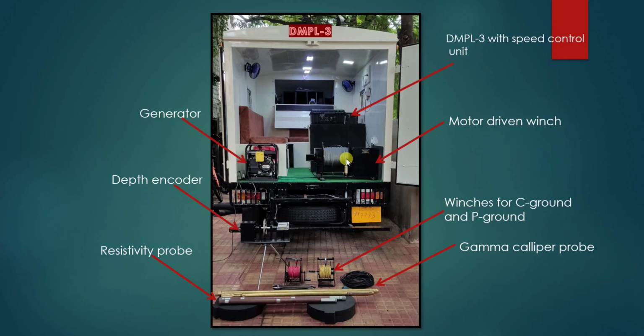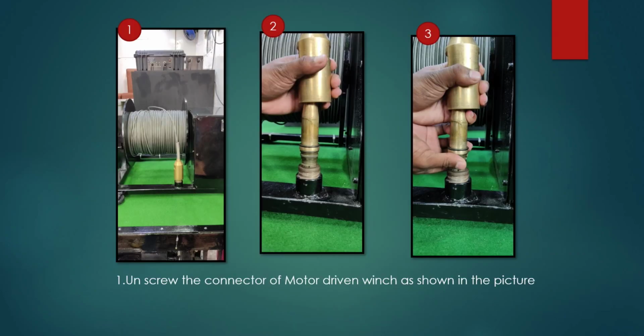So using this winch, you can control the speed of the lowering and lifting of the logger. And this control unit will be used for recording the data. And you have a speed control unit that can be used as a regulator to control the speed. So initially, we need to go for the winch and remove the connector.